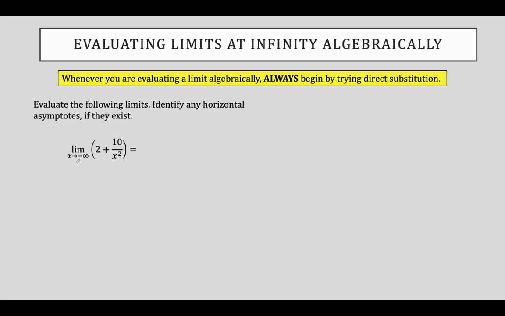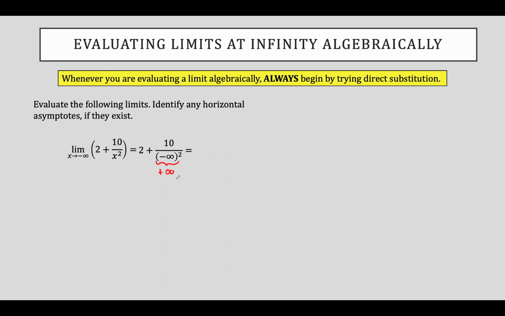Here we have the limit as x approaches negative infinity of 2 plus 10 divided by x squared. Well, if I plug in negative infinity for x, that gives me 2 plus 10 divided by negative infinity squared. Negative infinity squared is the same thing as negative infinity times negative infinity, and a negative times a negative gives a positive, and an infinitely large number times another infinitely large number gives me an infinitely large number. This results in 10 divided by positive infinity.